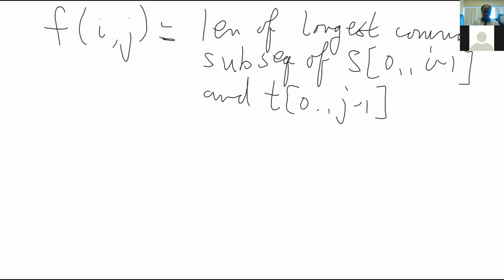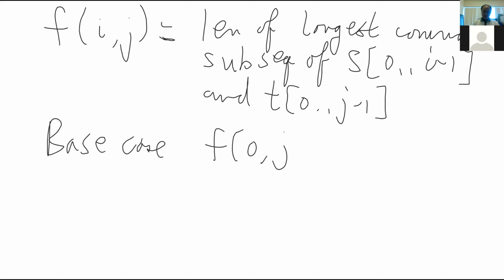So the base case is simple. If either one of the strings is empty, then the longest common subsequence is 0, because there's really nothing other than the empty string. The recursion step is a little bit trickier.